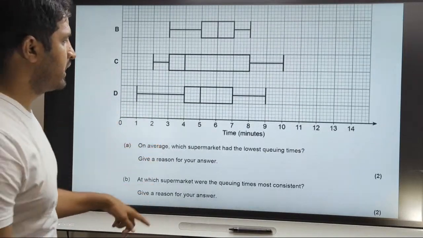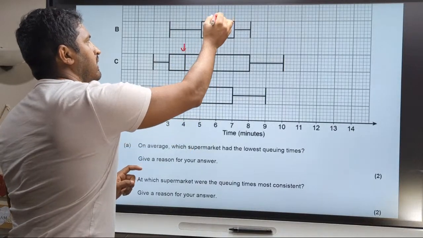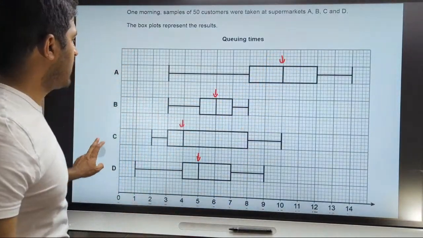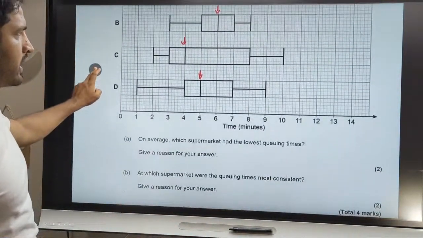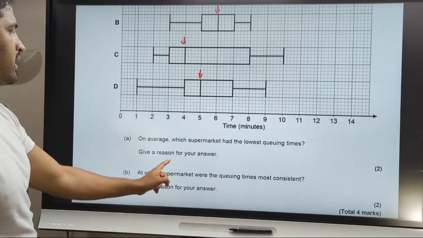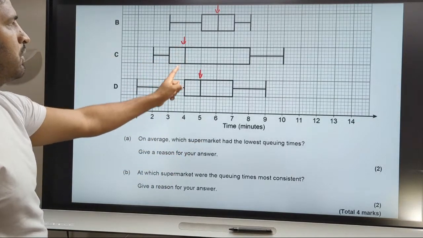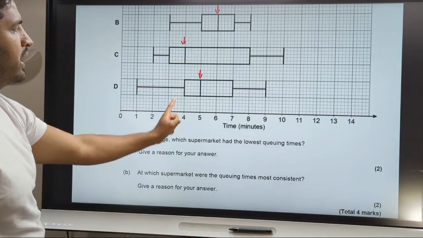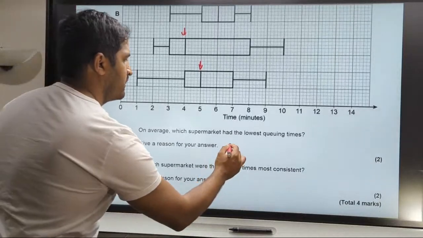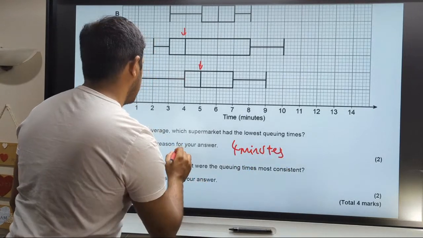On average, so we're looking at the median value. These are the median values here, okay, on average. So the median is your average. So which supermarket has the lowest queuing time? Look at that, they're all done on the same thing. So supermarket C had the lowest queuing time on average. The median queuing time value there is 4 minutes. That was the lowest one for all four of those. So that's 4 minutes for C.